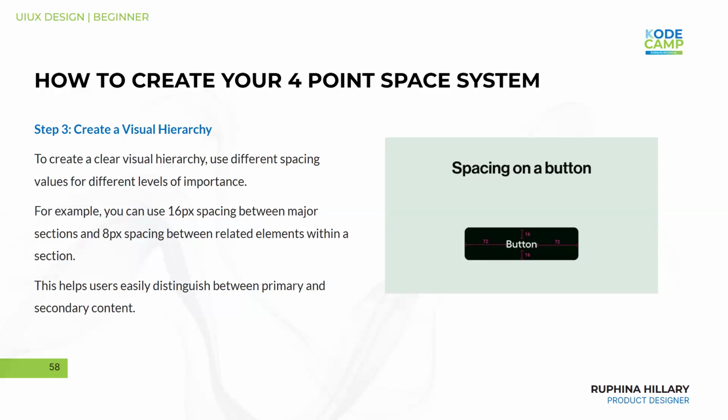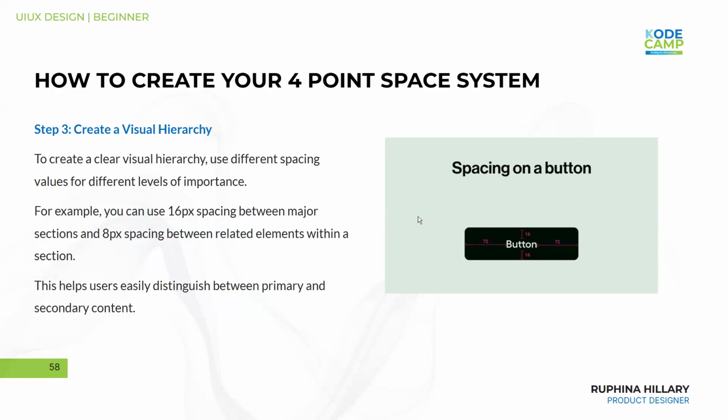Okay. So we're going to use different spacing values for different levels of importance, like I've said. For example, you can use 16 pixel spacing between major sections and 8 pixel spacing between related elements within a section. This helps users easily distinguish between primary and secondary content.